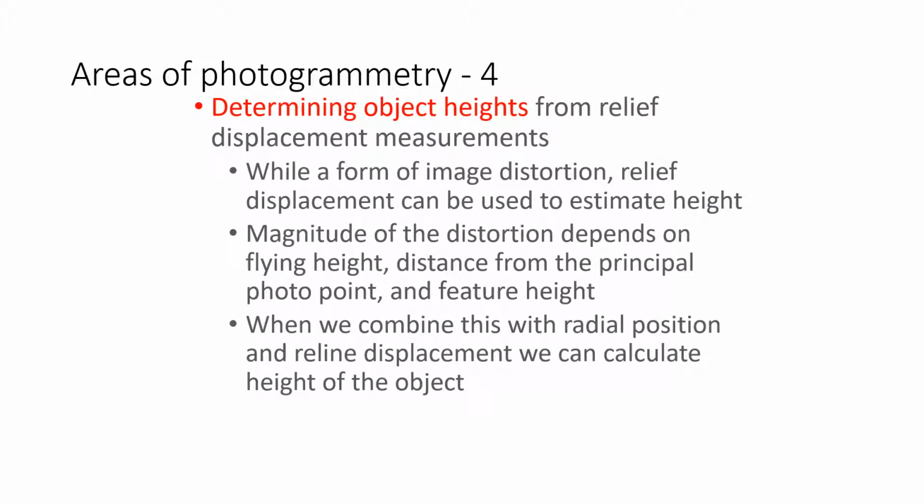We're going to determine object heights from relief displacement. While it is a form of distortion, we can utilize that distortion if we know the scale and some other things, like how high we're flying, and we see how far that image is leaning out. We can use some basic high school trigonometry to run through and figure out how tall something is.